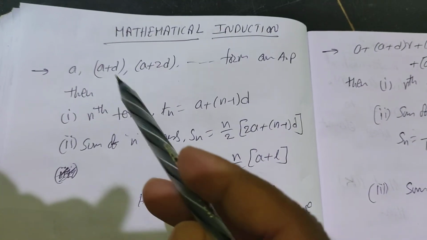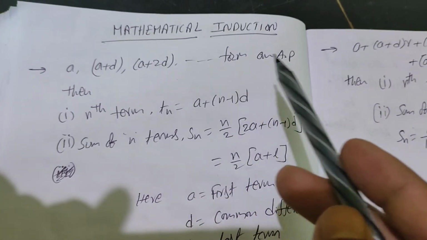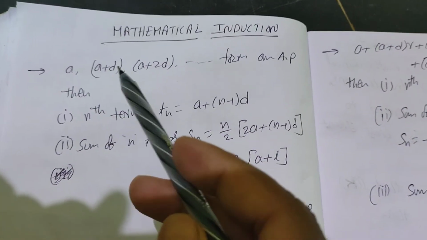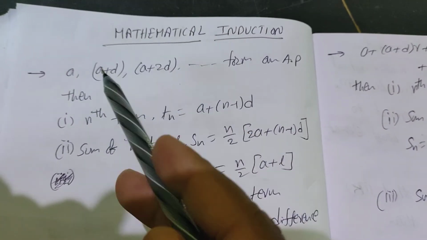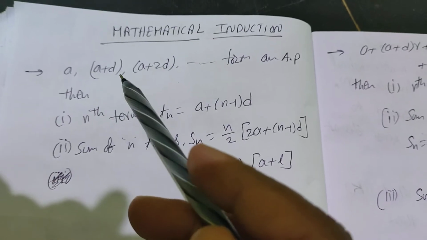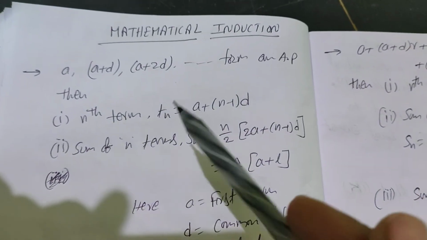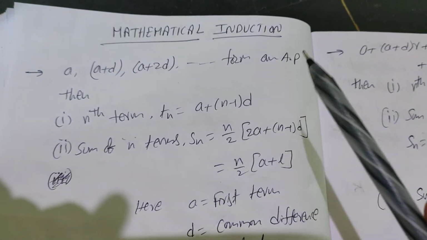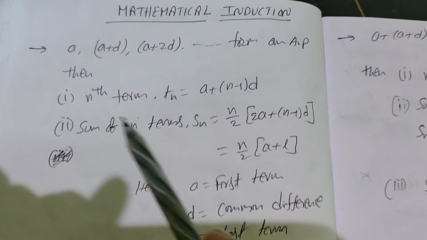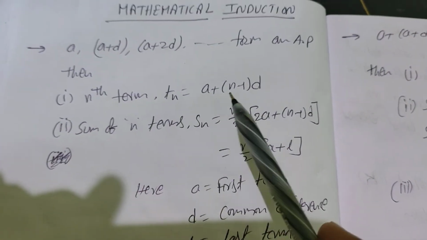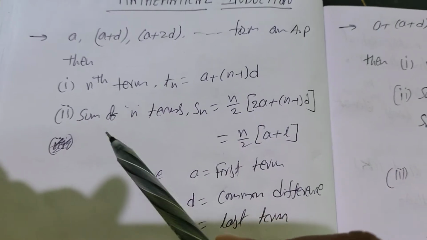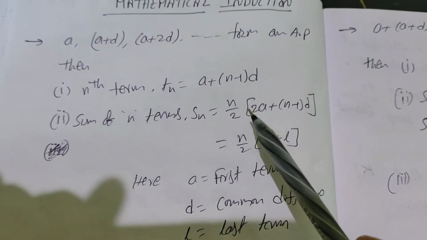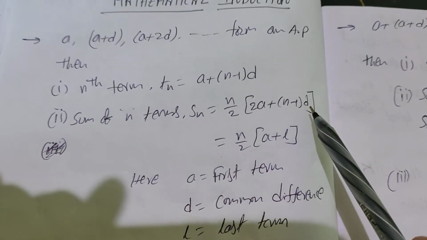Suppose a, a plus d, a plus 2d and so on form an AP. The common difference is d for every two consecutive terms, so that series is called an arithmetic progression. Here the nth term formula is Tn is equal to a plus n minus 1 into d. Sum of n terms is Sn is equal to n by 2 into 2a plus n minus 1 into d.